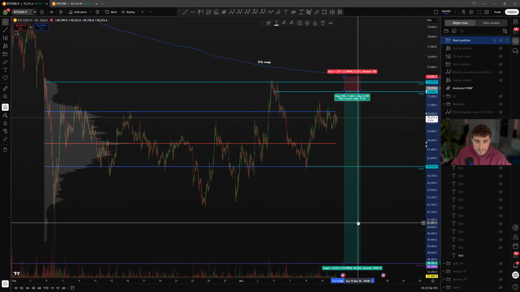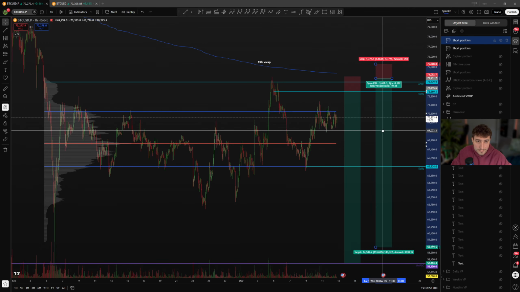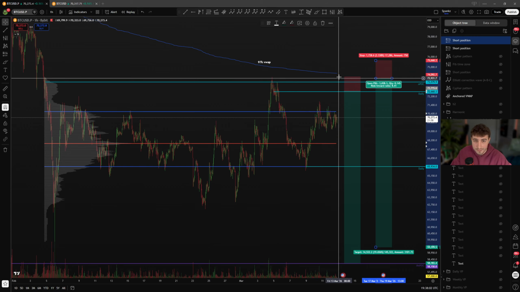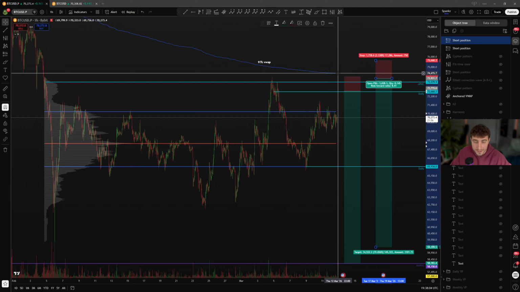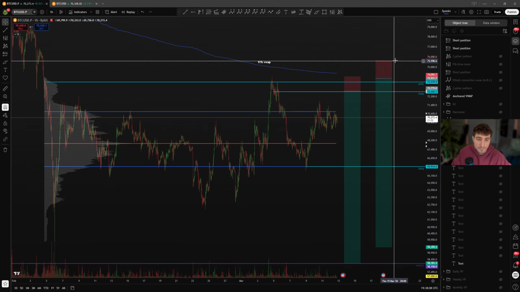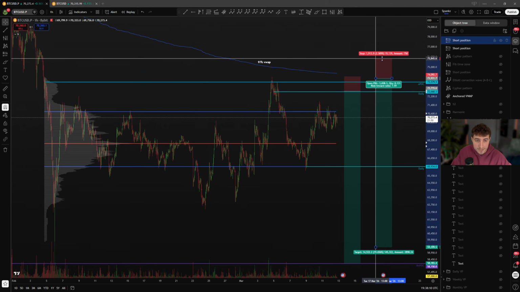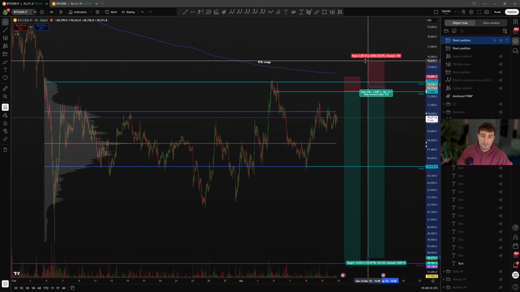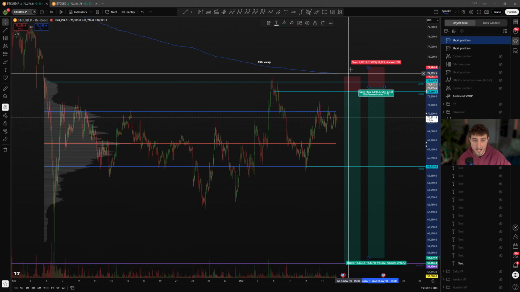You have the short at the SFP of the 74K. Nice confluence with the 97K VWAP. There's also the 0.5 Fibonacci there from the 97K pull. And you would just take a short trade upon losing the MPOC daily, and you would structure your stop loss above that high that was created.